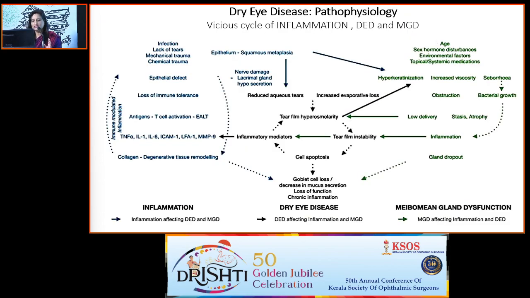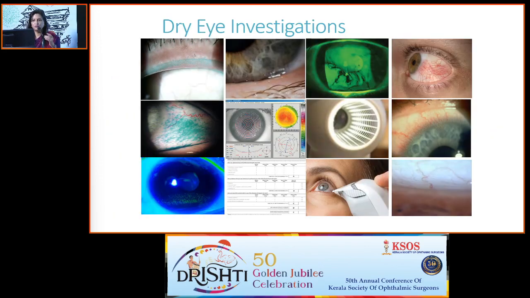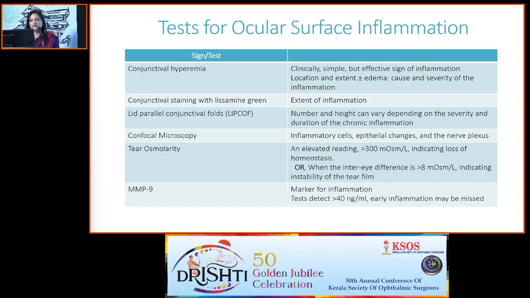Now, this is a busy slide which just goes on to say that this is a vicious cycle of inflammation, dry eye disease, and MGD. And when it is a vicious cycle, you have to break it somewhere, be it steroids, it doesn't matter, or be it immunosuppressants. So when you break it at a particular point with the use of topical steroids or immunosuppressants, then you can continue with lubricants. Lubricants are something which you can never take the patient off once you start them on dry eye. Of course, investigations, I think Madhu very nicely covered the investigations.